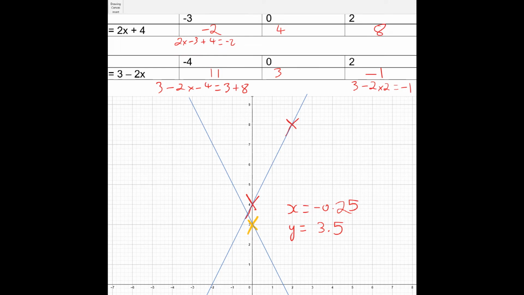Here is the answer. You should have x equals minus 0.25 and y equals 3.5.